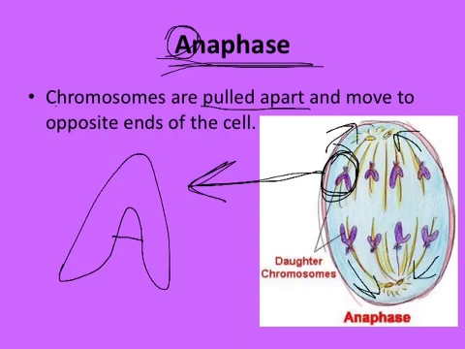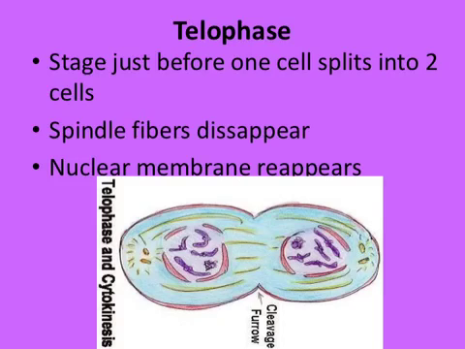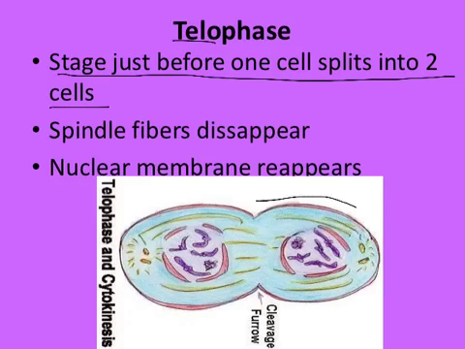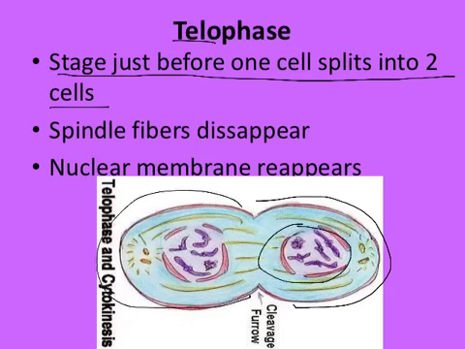The last part is telophase. This is what happens before cytokinesis. It's the stage just before one cell splits into two cells, so telo. And the way that I remember this is, if you remember the old flip phones or the old-timey phones, this kind of looks like a telephone. Okay? If you stretch your imagination a little bit and remember those old-timey telephones, it looks like a telephone, like where your hand could hold it here and here, okay?